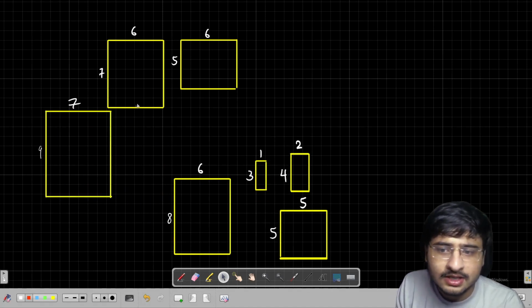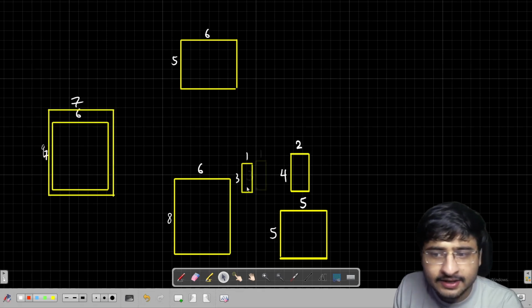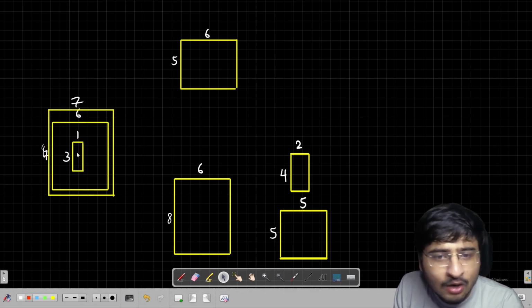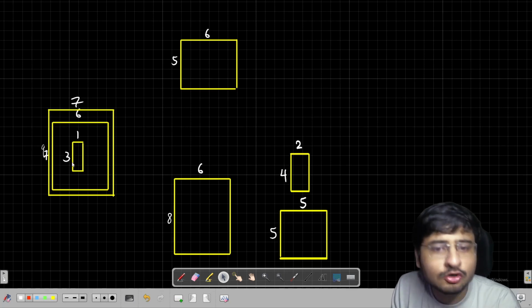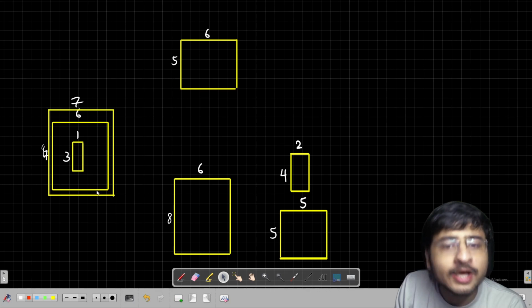I can of course choose this envelope inside this. I can definitely do that. I can directly put this envelope, but now I cannot put any envelope inside this 1 comma 3 envelope because 1 comma 3 will not be able to hold any other envelope.